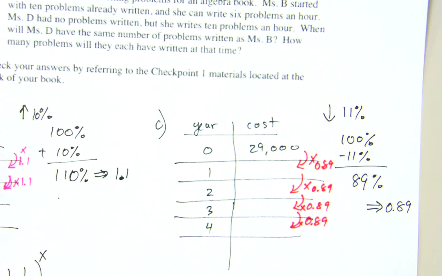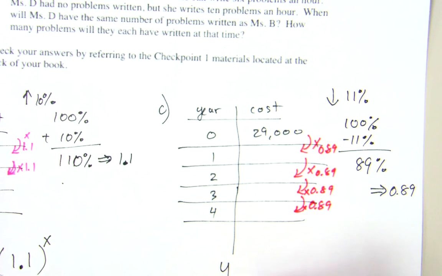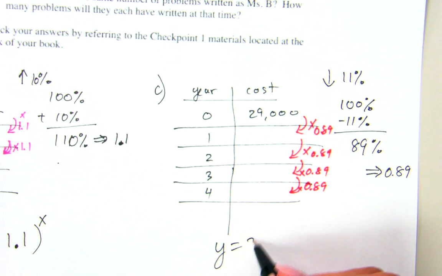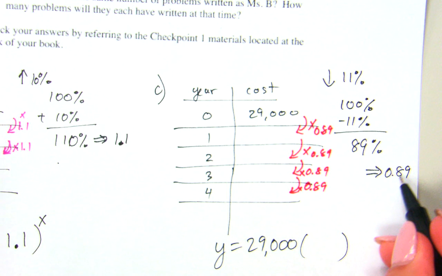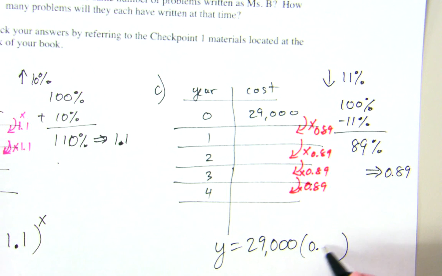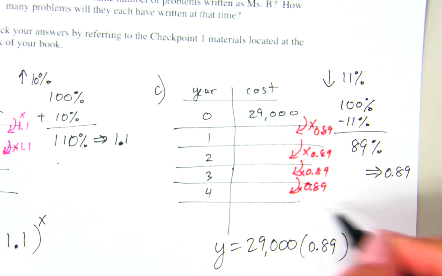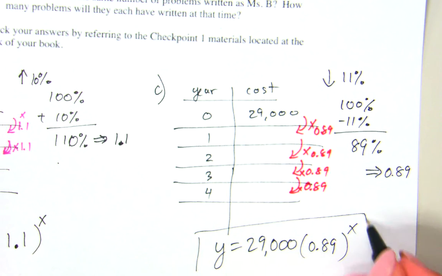And your equation, y equals how much the car originally cost, $29,000, times your multiplier, because that's what you multiplied each time by, to the x power.